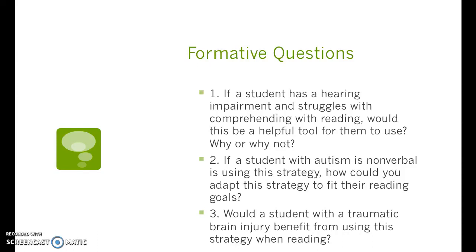Question 2 is, if a student with autism is nonverbal and is using this strategy, how could you adapt this strategy to fit their reading goals? And finally, the third question is, would a student with a traumatic brain injury benefit from using this strategy when reading?